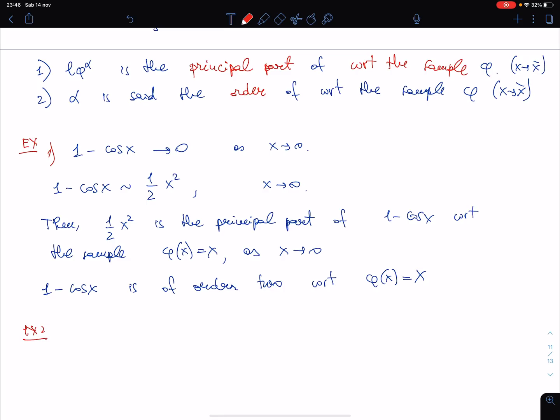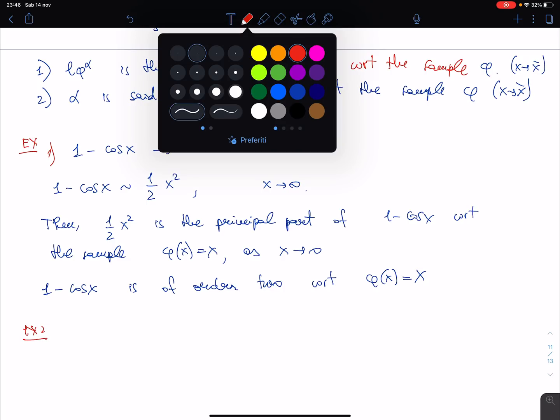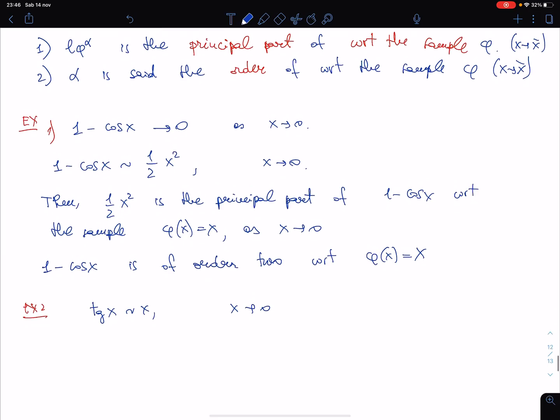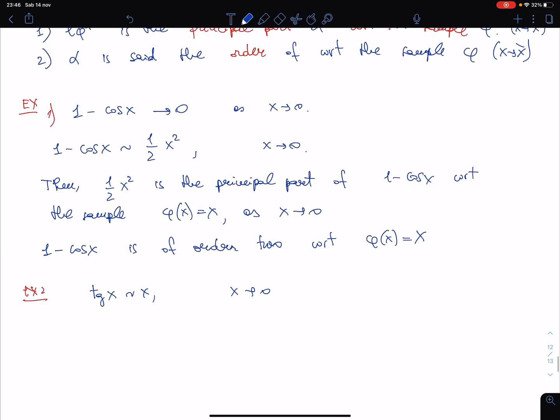Then we have the second example. Again, we go back to the previous exercise, and we know that tangent of x is equivalent to x as x goes to 0. And this is of order 1 with respect to the sample phi of x is equal to x as x goes to 0. Okay?